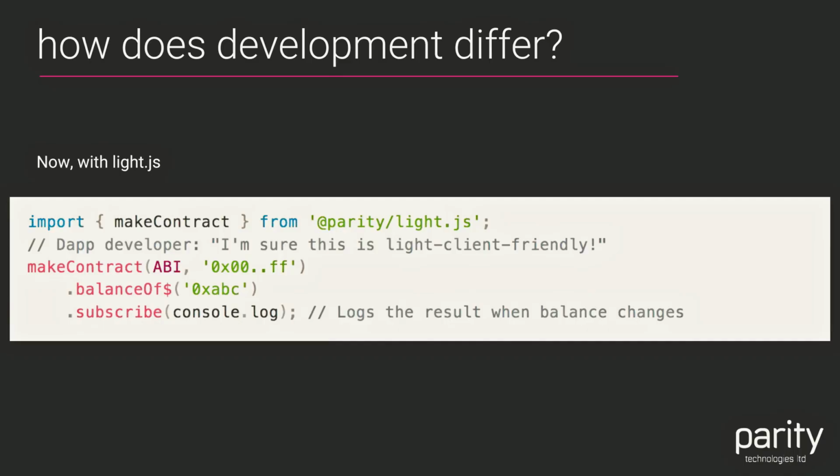And the idea with Light.js is you just import this make contract function from Parity.js, from Light.js, you create your contracts, you call one of the functions, and you subscribe to the results. And that's all the developer needs to know. When he calls this function, he's absolutely sure that this will be light client friendly, so that if this Dapp is on top of a light client, it will work without any problems.